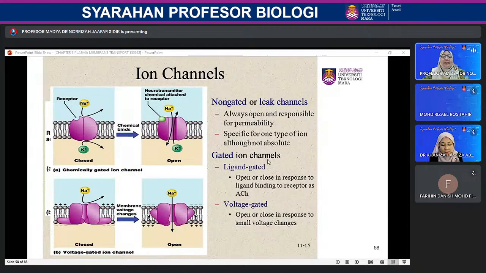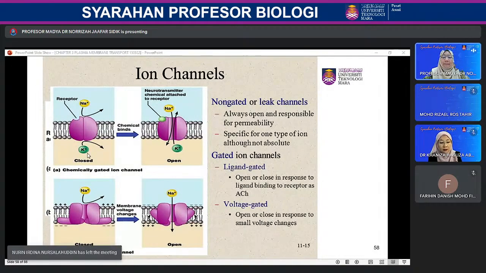Okay, gated ion channels. Now we look at the ligand-gated. Yeah, so here you have the plasma membrane. Yeah, the receptor here. Okay, and it can close or open. If it is open, right?